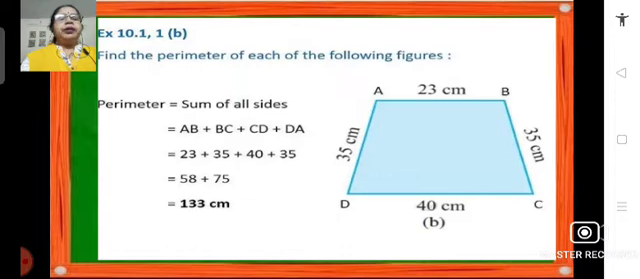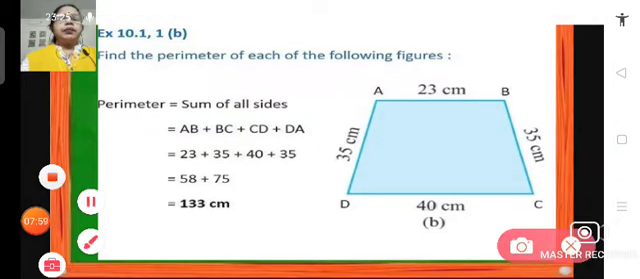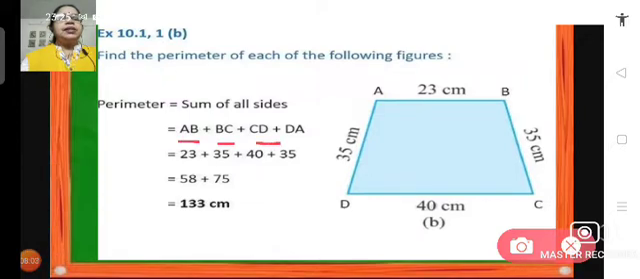Problem 2. Find the perimeter of this figure. So what is the perimeter? It is the sum of all its sides. That means it will be the sum of AB plus BC plus CD plus DA. We know AB is 23 centimeters, BC is 35, CD is 40 centimeters and DA is 35 centimeters.